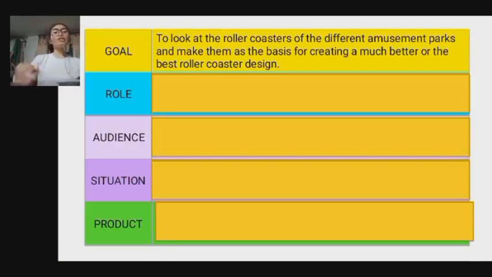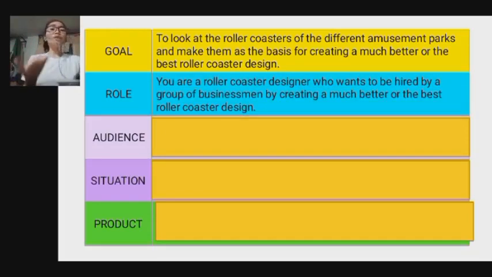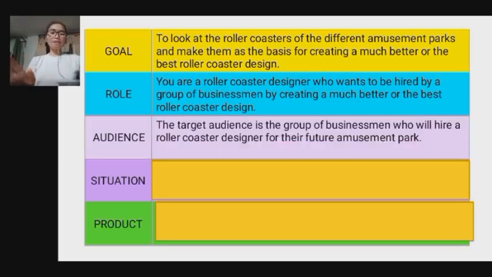The goal must be to look at the roller coasters of the different amusement parks and make them the basis for creating a much better or the best roller coaster design. So the role: you are a roller coaster designer who wants to be hired by a group of businessmen by creating a much better or the best roller coaster design. So your role here is you are a roller coaster designer. Next, your audience. So the target audience is the group of businessmen who will hire a roller coaster designer for their future amusement park.